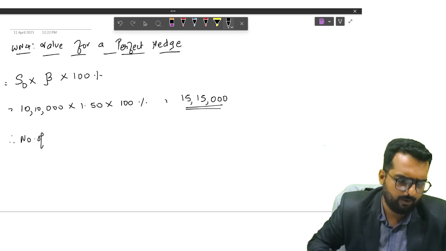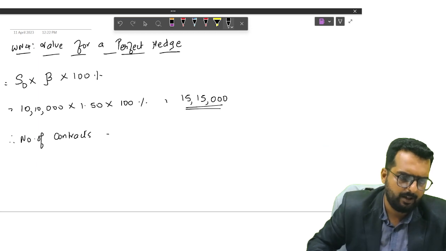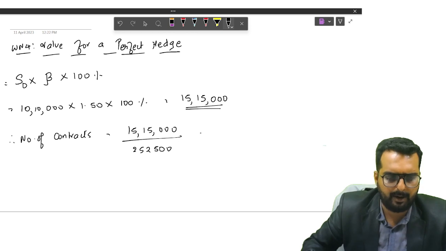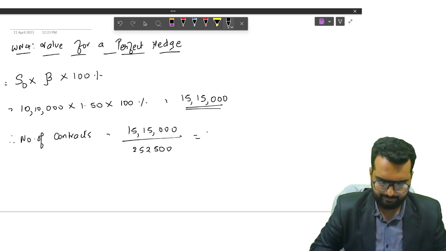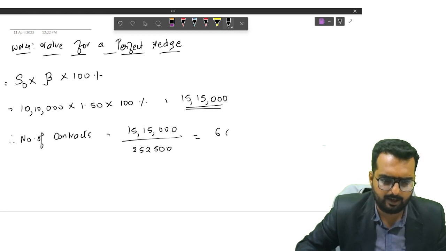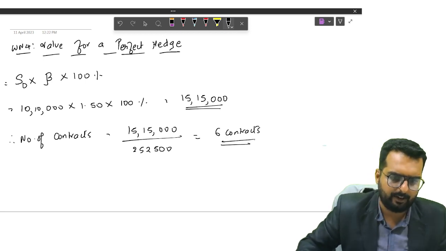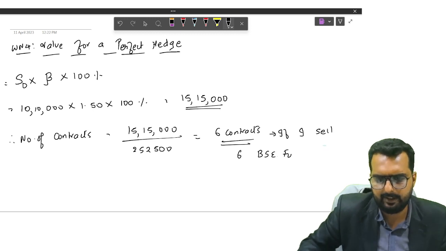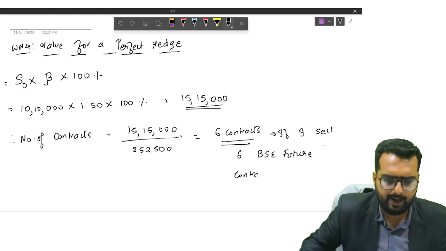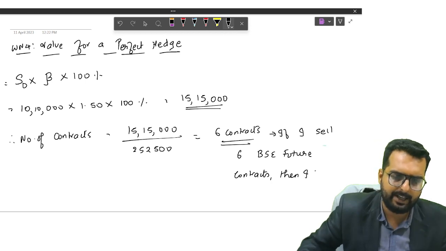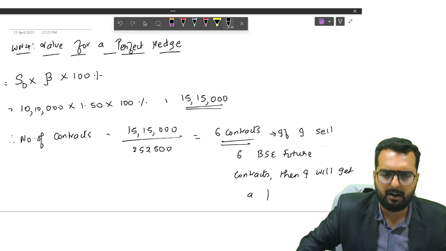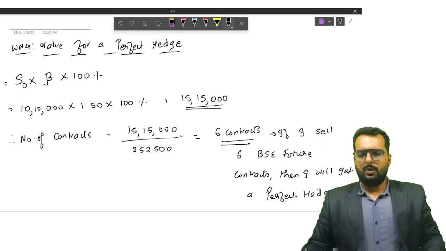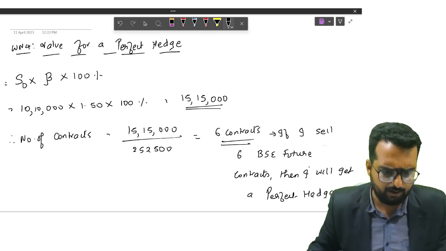Okay. Therefore, number of contracts. How will you find out the number of contracts? 15,15,000 divided by 2,52,500. I think you will get the number as how many contracts? 6 contracts. So if I sell 6 BSE future contracts, then I will get a perfect hedge. Is everybody clear with this part?